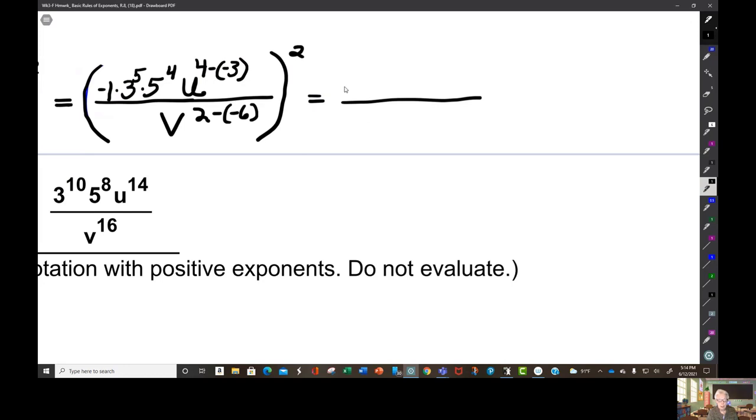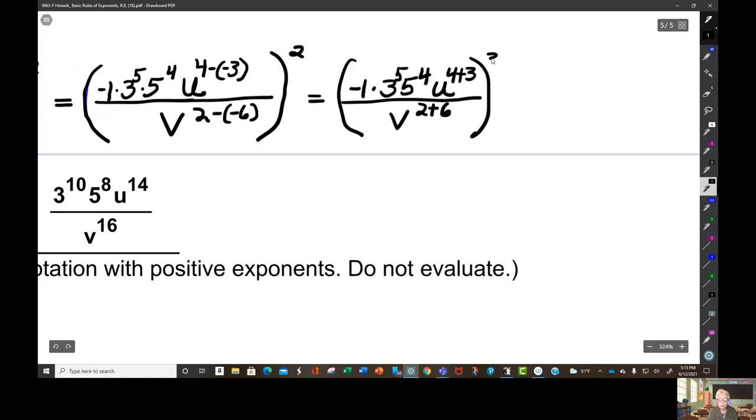I hope it continues. This is going to be negative 1 times 3 to the 5th times 5 to the 4th times u to the 4 plus 3 over v to the 2 plus 6, to the 2 equals, we've just about got our parentheses cleaned up, negative 1 times 3 to the 5th times 5 to the 4th times u to the 7th over v to the 8th, all of that squared. Whew.